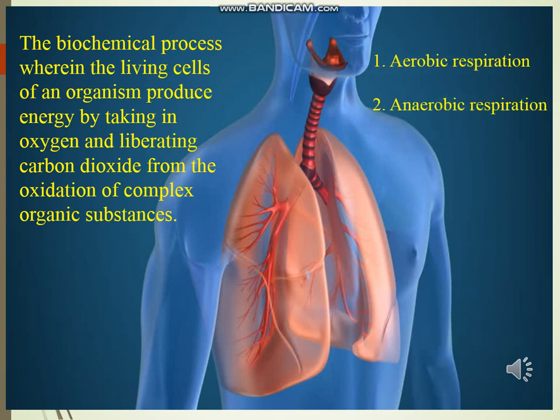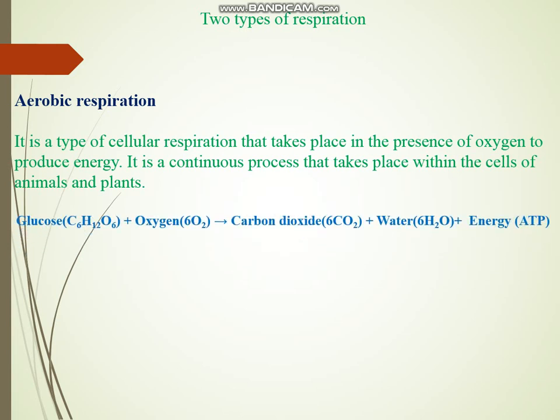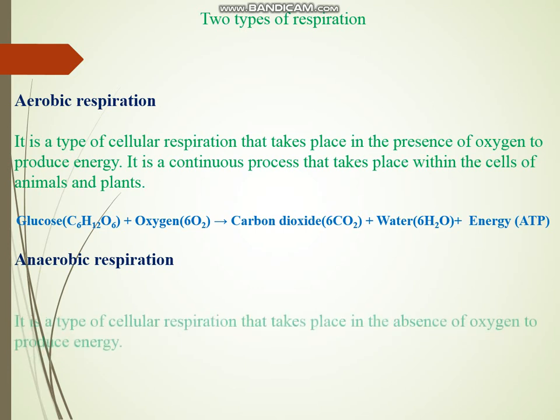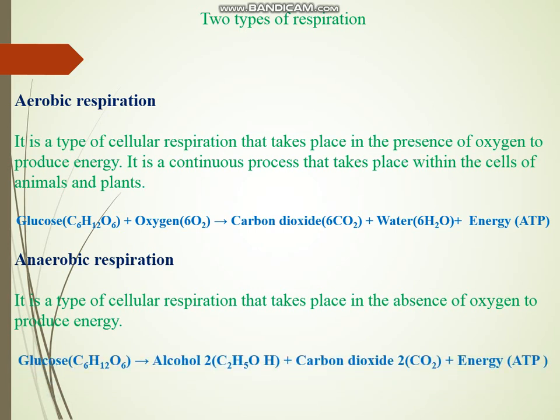Respiration is of two types, that is aerobic respiration and anaerobic respiration. Aerobic respiration is a type of cellular respiration that takes place in the presence of oxygen to produce energy. It is a continuous process that takes place within the cells of animals and plants. This process can be explained with the help of the chemical equations given below. While anaerobic respiration is a type of cellular respiration that takes place in the absence of oxygen to produce energy. The chemical equation for anaerobic respiration is given below.